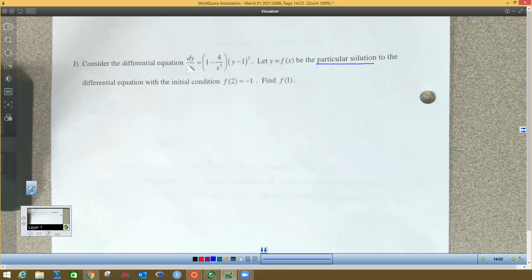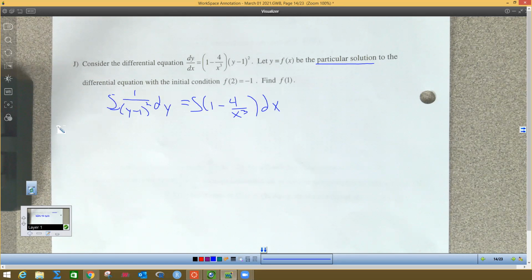Separate. So dy is on the left, so all my y's need to go on the left. So I'm going to come in and divide each side by y minus 1 squared. And then I've got my 1 minus 4 over x cubed already on the right, and I've got to multiply by dx over, and I must integrate each side. So now I've got to do u substitution on the left side.